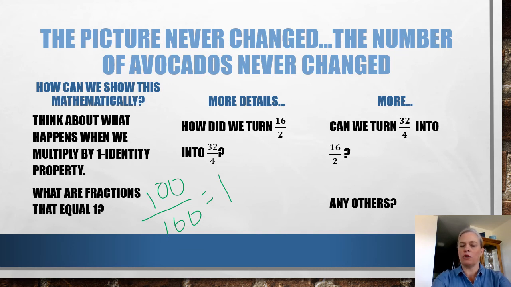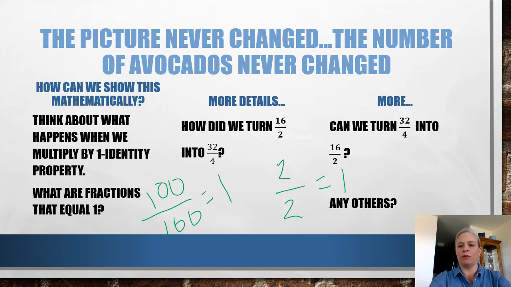Doesn't matter. As long as the numerator and denominator are the same, it means you have the whole thing. So when we turned 16 halves into 32 fourths, we multiplied that by 2 over 2, or 2 halves, which is the same thing as 1. So that's how we can use this identity property.